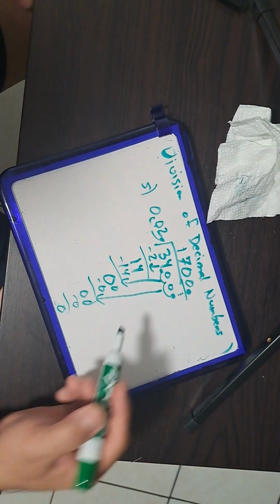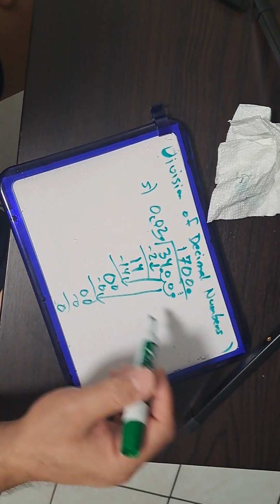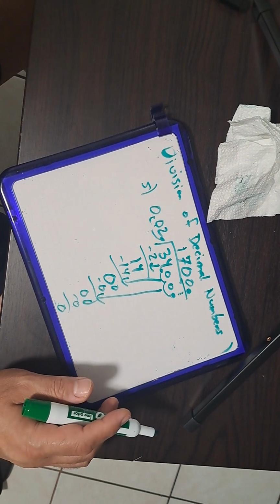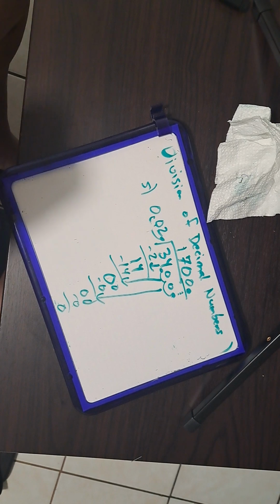Now you're done. You always have to work with all the numbers that you have there until you're done with them. So now my answer would be 1,700. But that's how you do that.